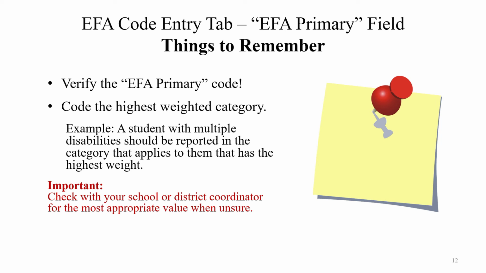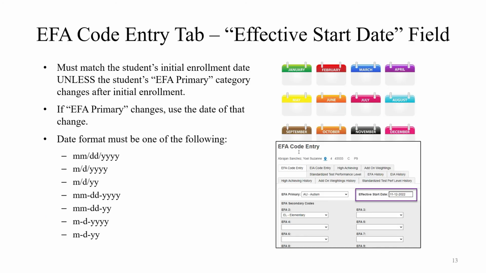Also, remember that if a student meets the criteria for more than one category, that student should be coded with the highest weighted category. The next field that we'll discuss on the EFA Code Entry tab is the effective start date field. This field appears after a value has been selected for the EFA primary field. Here, you'll code the date each student begins receiving services through the district or school for the program selected in the EFA primary field. The date in this field must match the student's initial enrollment date for the current school year, unless the category for the student changes after initial enrollment.